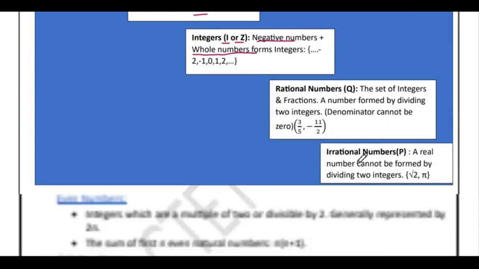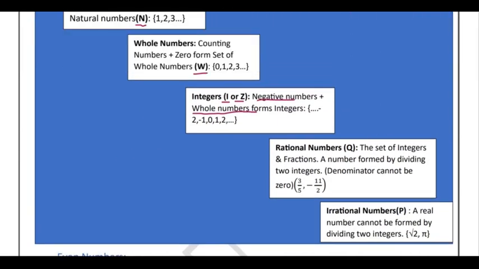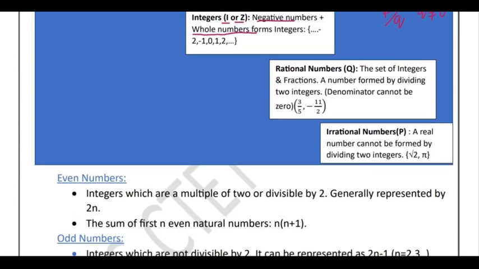Rational numbers, as in the textbooks, are numbers which can be written in the form p by q where q is not equal to 0. It is the same definition here: the number formed by dividing two integers. Simply, we can say rational numbers include the set of integers and fractions. Example: 3 by 5, minus 11 by 2, etc. And irrational numbers are real numbers which cannot be formed by dividing two integers. That means we cannot write them in the form of p by q. Example: root 2, root 5, etc.